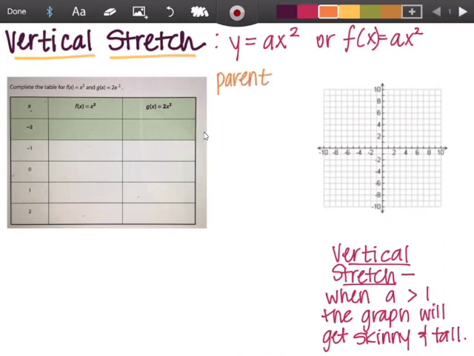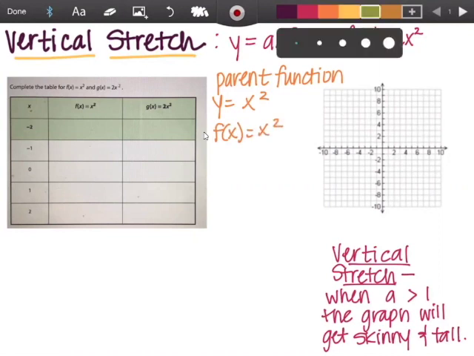a is equal to one, because then we'll have y equals x squared, okay, or f of x is equal to x squared. There's an invisible one in front of that x, okay? A vertical stretch is when a is greater than one, the graph will get skinny and tall, okay? So that means if a is greater than one.